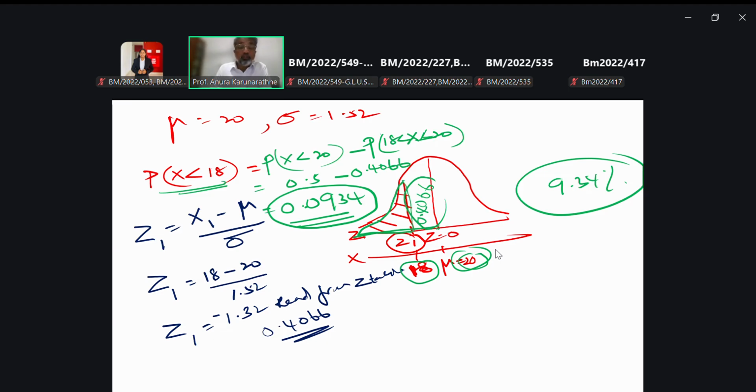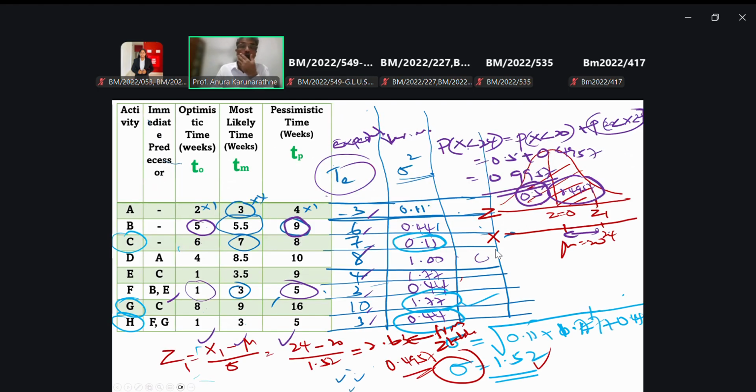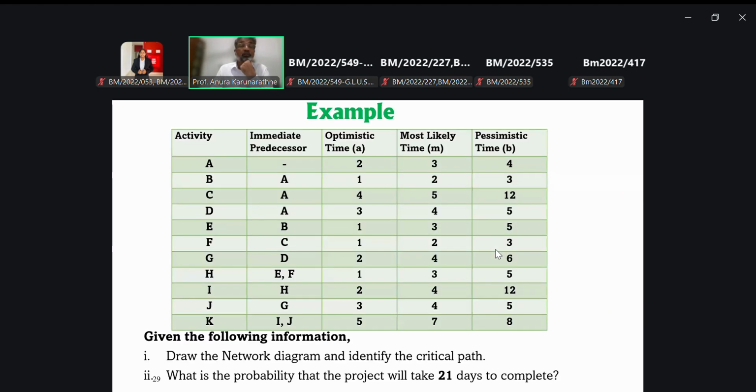So you are having a similar question, right? You can follow the same procedure to obtain them. In this case also you are having similar types of questions, A, B, C up to K. There are a number of activities. Draw the network and identify the critical path and what is the probability that the project will take 21 days to complete.